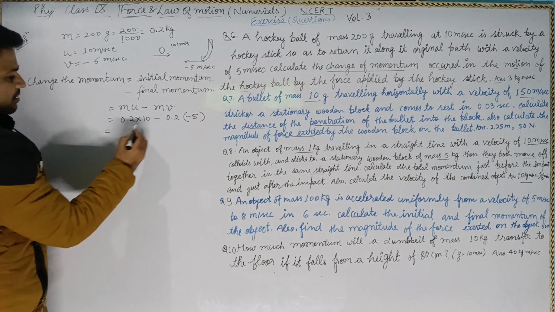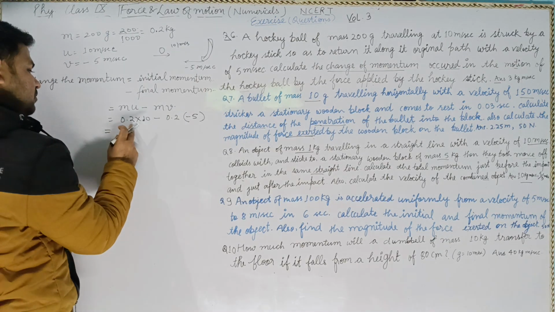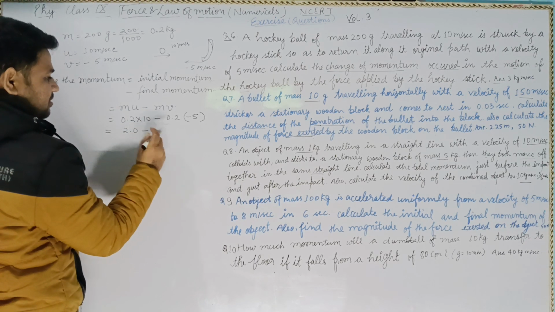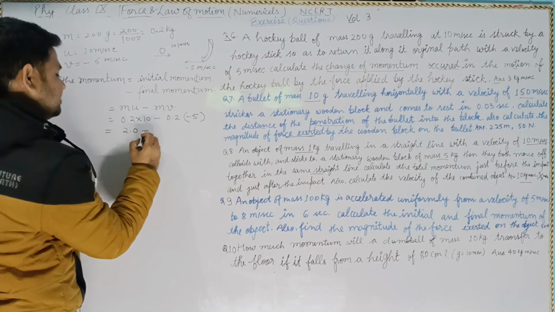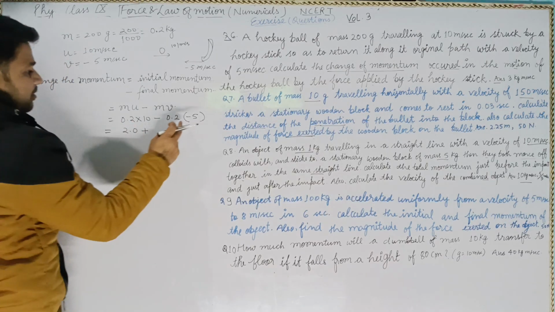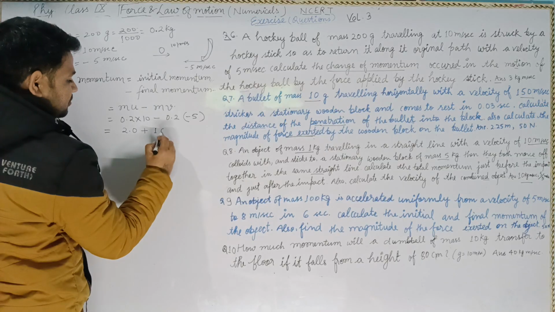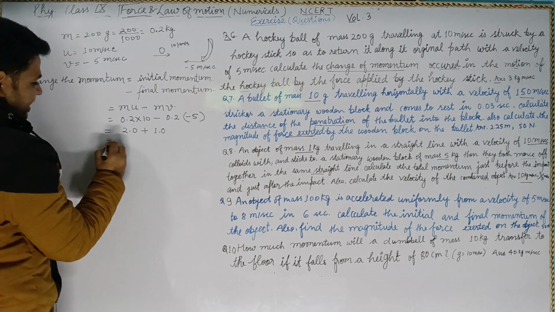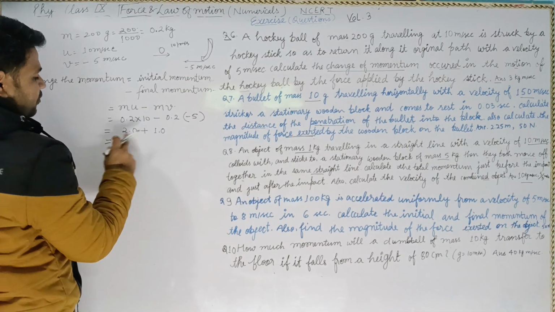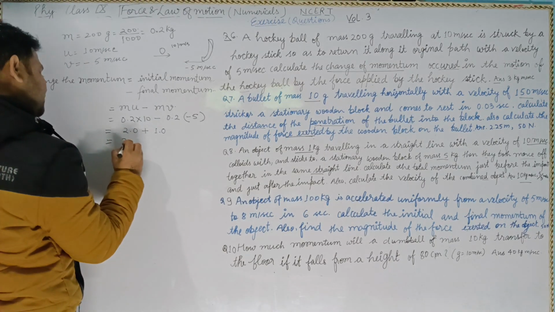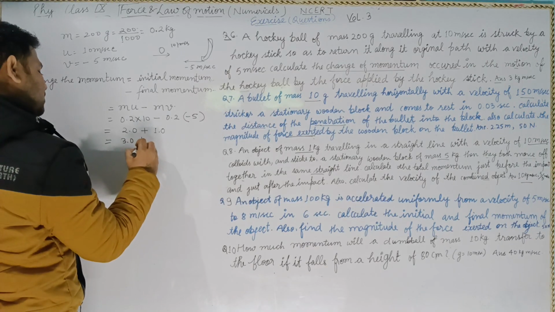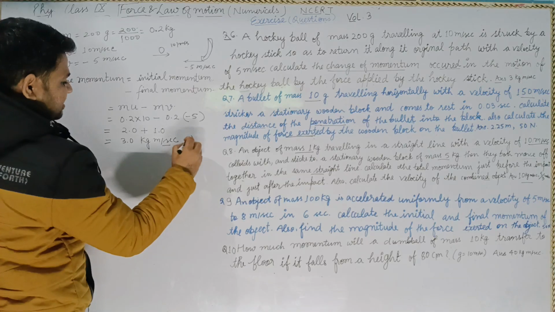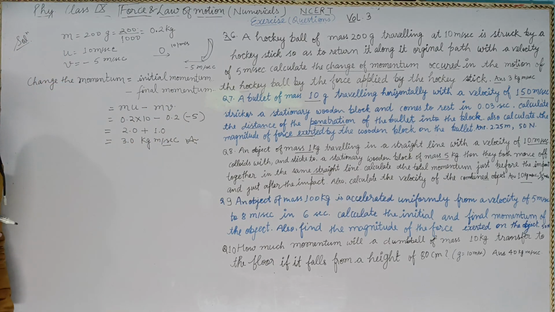We solve it. 0.2 times 10 is 2.0, plus, because minus into minus will be plus, 0.2 times 5 is 1.0. We add these, 2 plus 1, 3, or 3.0 kilogram meter per second. It is the solution of this question.